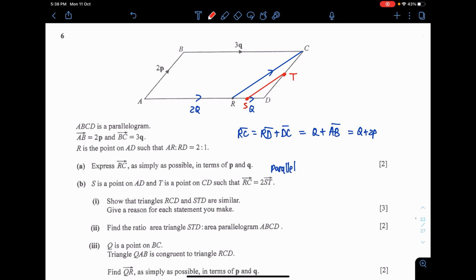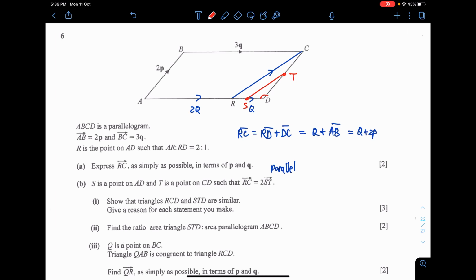Okay, so what do we actually have to say about these two? They claim that RCD is a similar triangle with STD. Okay, so what's the property? Well, this is actually a triangle. So what we can say, first, they actually have a common angle. This angle D is commonly used by them.